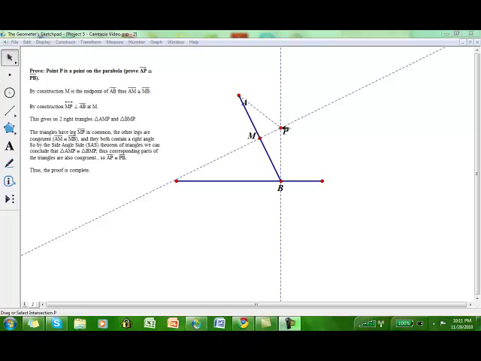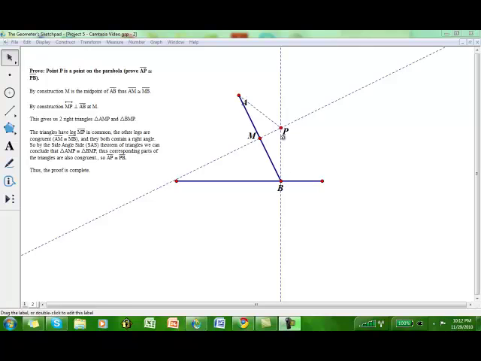They share leg PM, and by construction, M is the midpoint of AB, so AM is congruent to MB. Since these two triangles are congruent, their corresponding parts are also congruent. AP is the hypotenuse of triangle AMP, and PB is the hypotenuse of triangle BMP. Since the two triangles are congruent, AP is equal to PB.